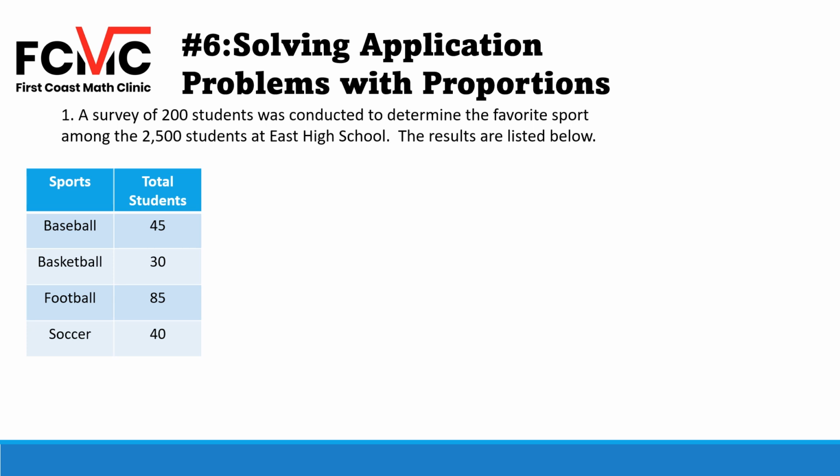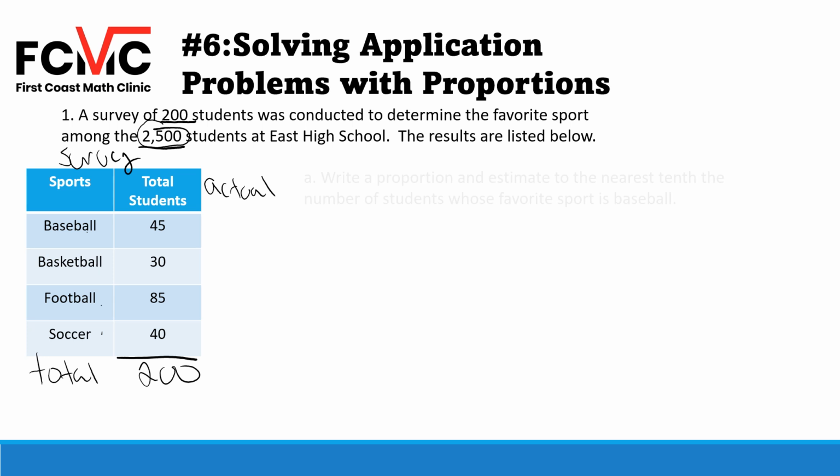So our first problem says a survey of 200 students was conducted to determine the favorite sport among 2,500 students at East High School, and the results are listed below. So we've got our survey data here, and we have the sport listed and the total students, and we know that our total from our survey is 200 students. We want to figure out, from our actual number of students, how many students like baseball, basketball, football, and soccer. We can't ask all 2,500 students. So we took a survey of 200, and we're going to use that 200 to model the total number of students.